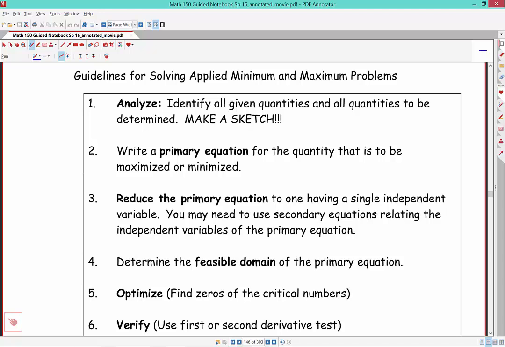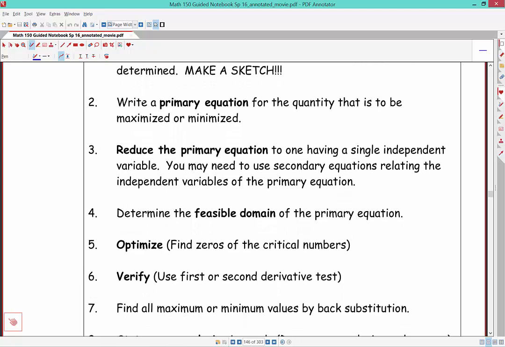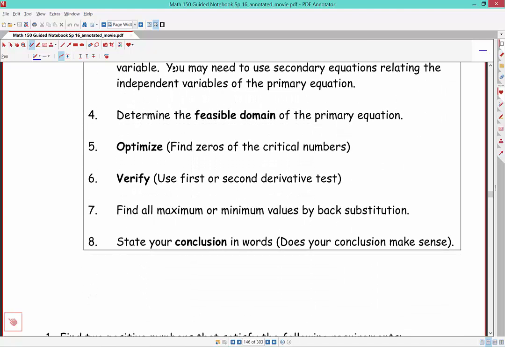Oftentimes you will be given supplementary information. Sometimes people call it a secondary equation, where you can utilize that information to reduce your primary equation into a single variable. So that would be your third step. And then the fourth step, you don't have to spend a huge amount of time on this, but it's good to determine what the feasible domain of your primary equation is. If you have area, you would not have a negative amount of feet, or if you're dealing with time, it's never negative, that kind of stuff.